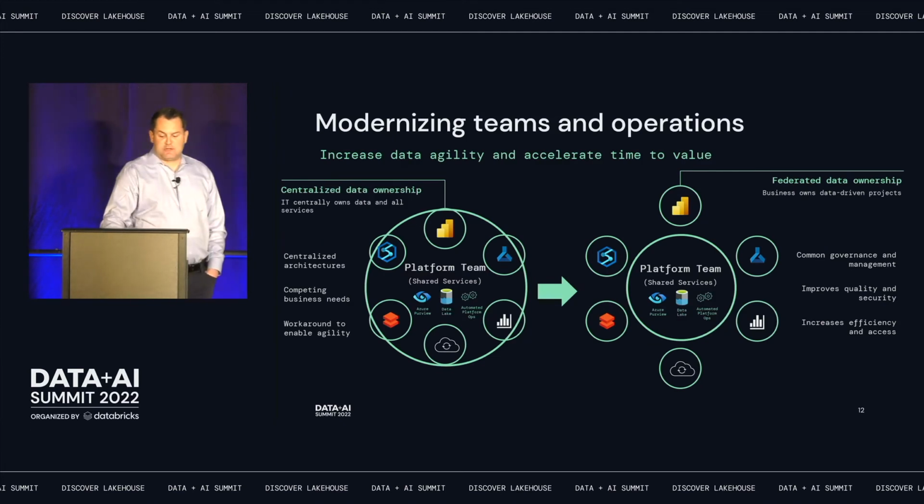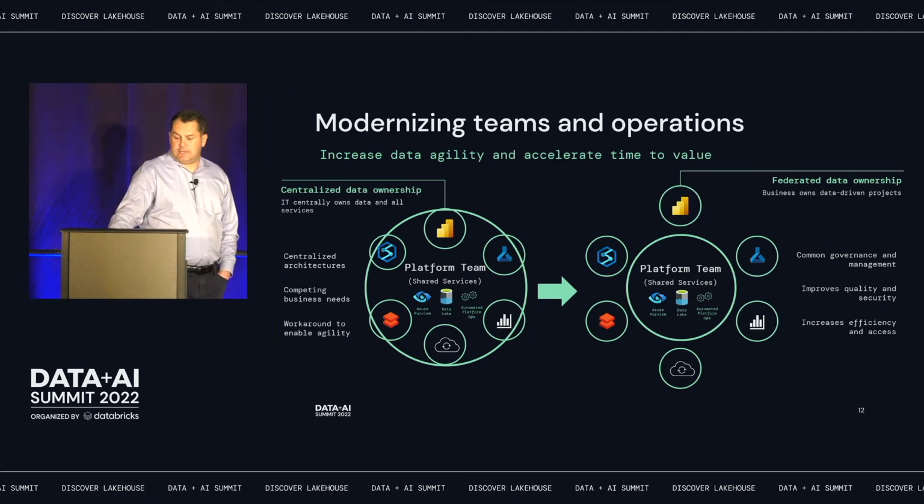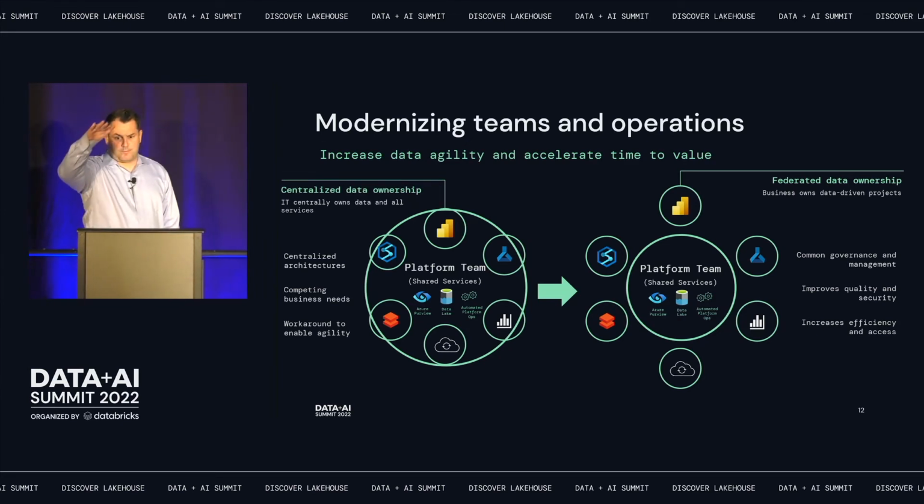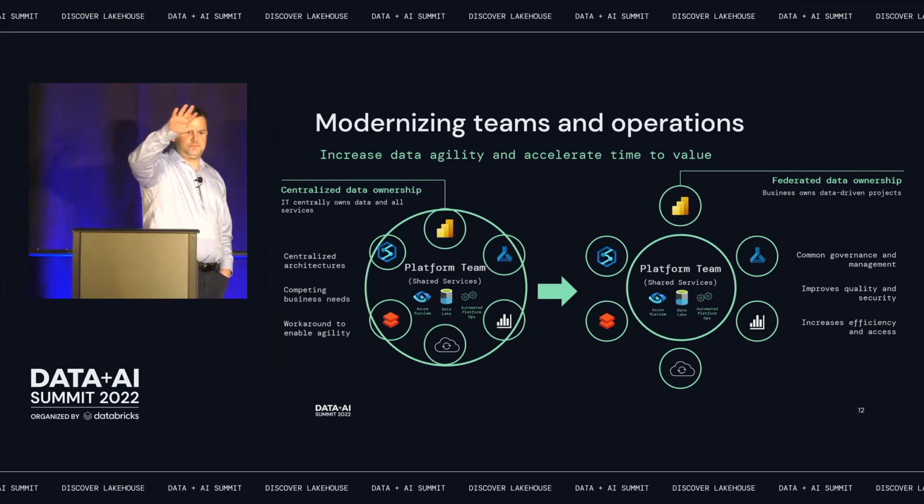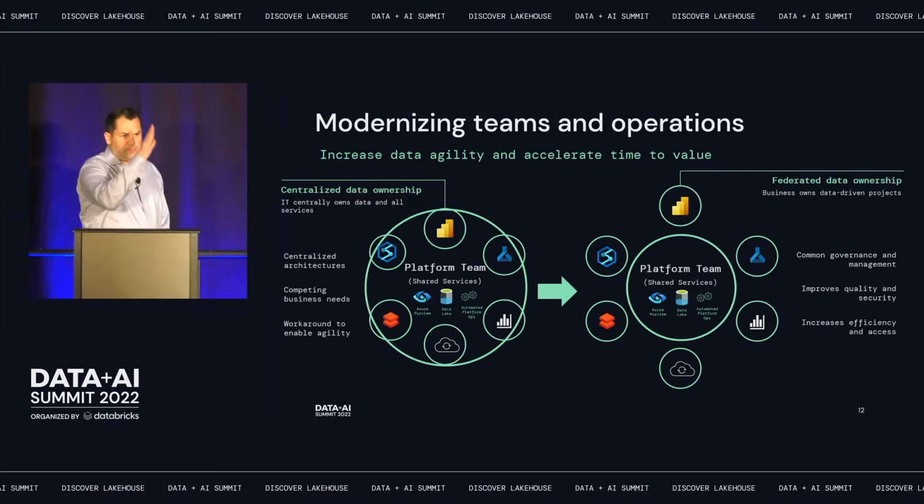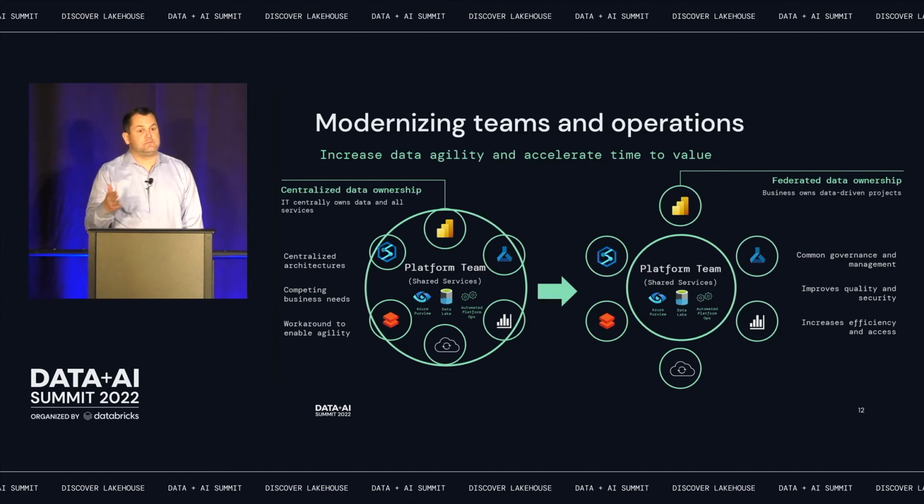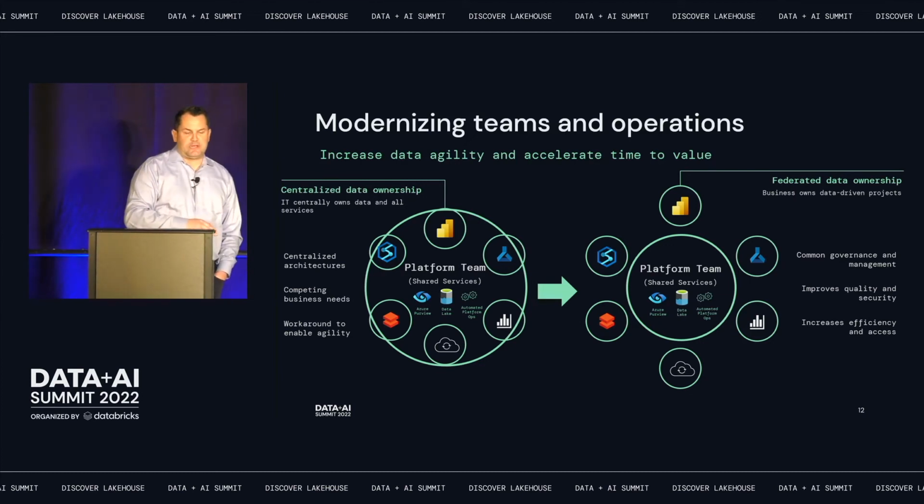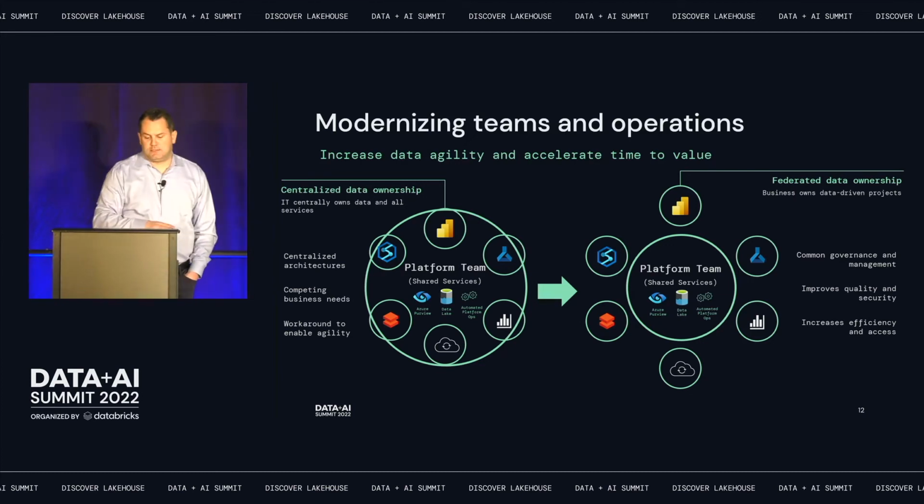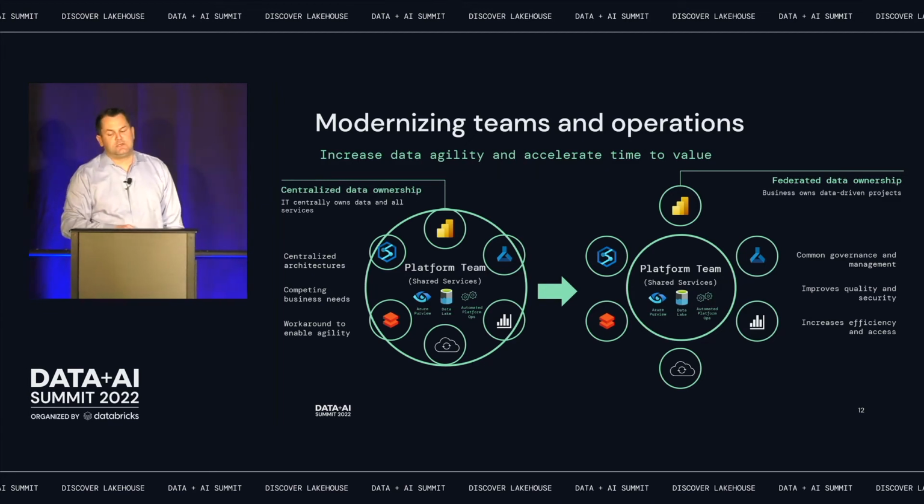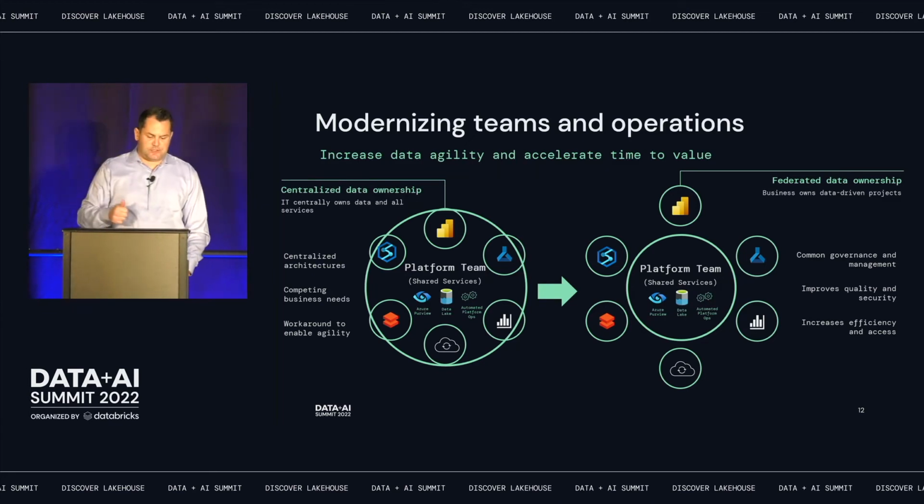Lastly, from a teams and operations standpoint, platform, architecture, data management, one part of the change. Second part is teams and operations. So from left to right, we have the platform teams today with centralized architecture, with the competing business needs that they're serving, and a bunch of workarounds to really enable the agility.